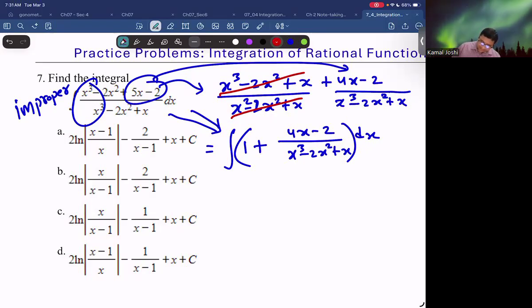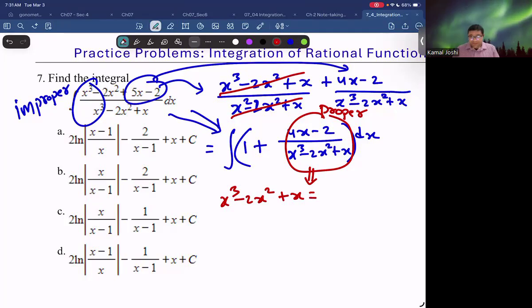Now you have a proper fraction. This is a proper rational function, and it has a denominator x cube minus 2x square plus x. So now you have to think of partial fractions. Okay. So to do that, first we are going to look at the denominator x cube minus 2x square plus x. To obtain the partial fractions, you need to factor it, right? And find what the possible factors are, or that there are none. And you can easily see that x can be factored out.